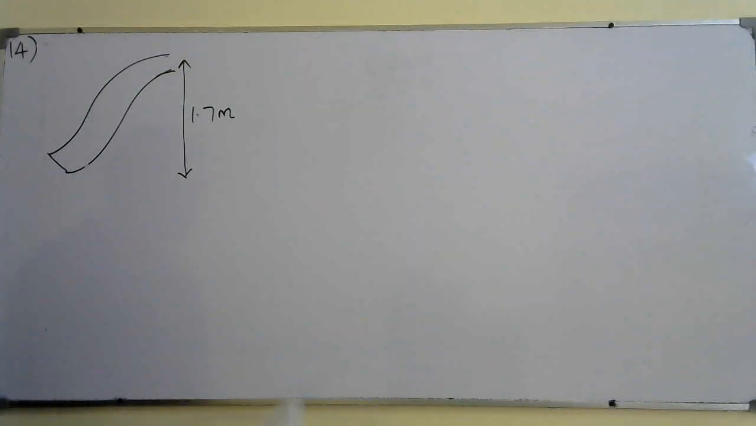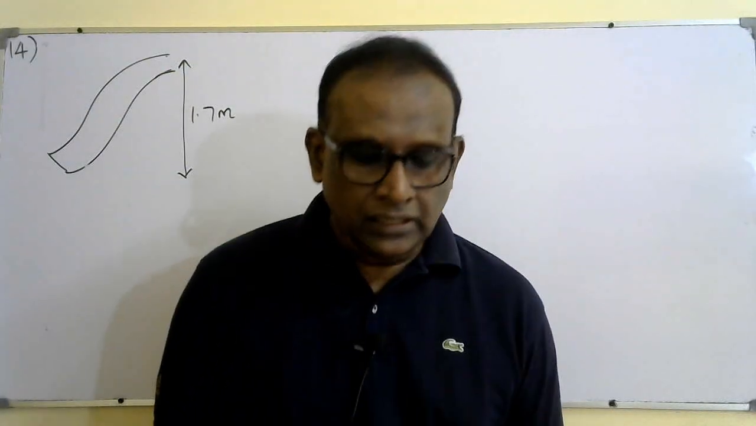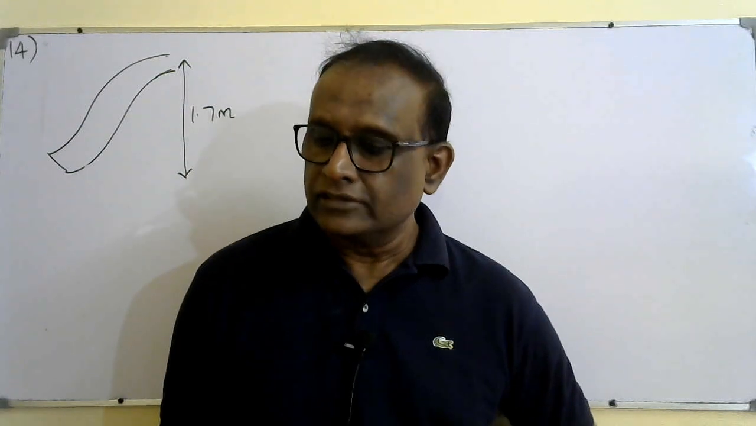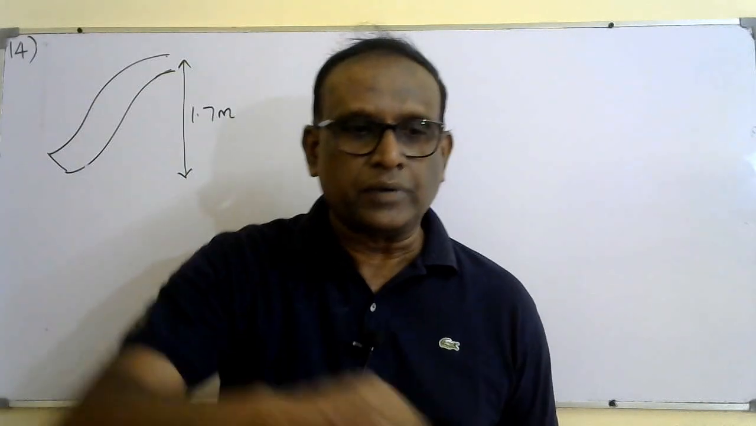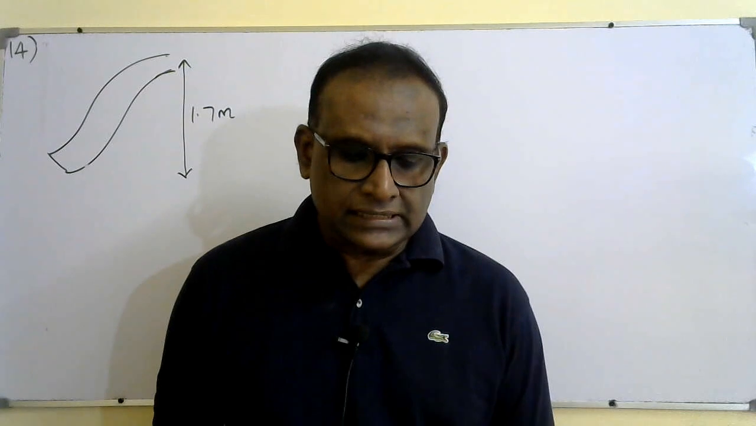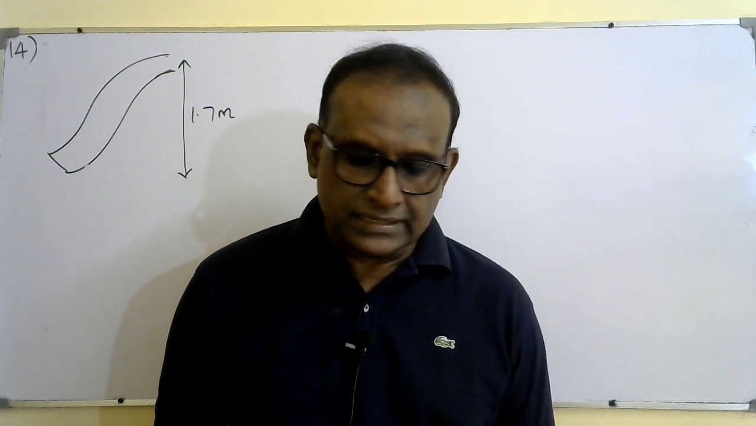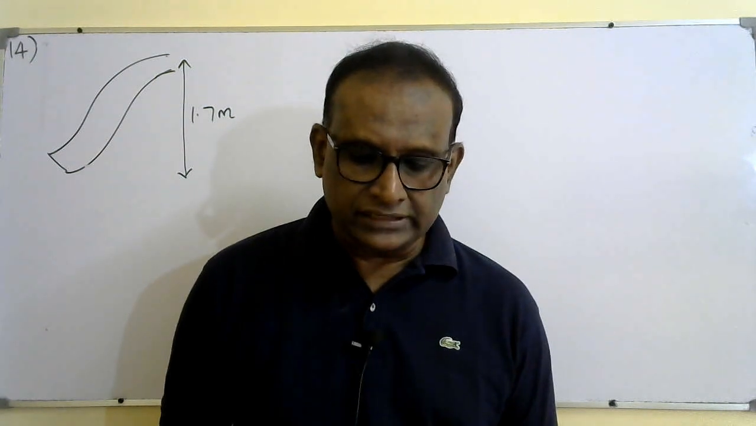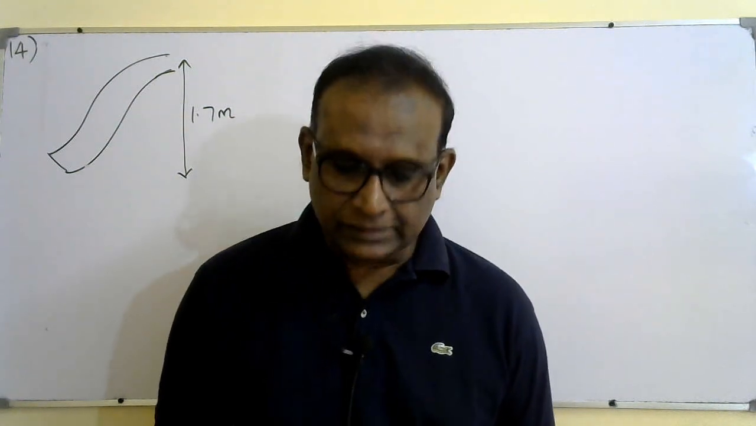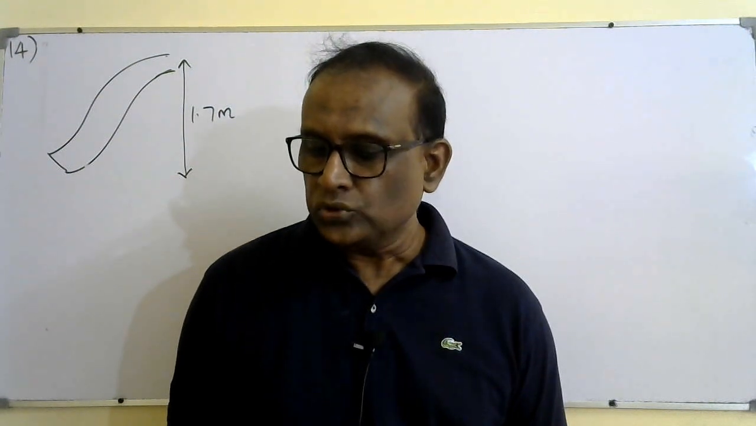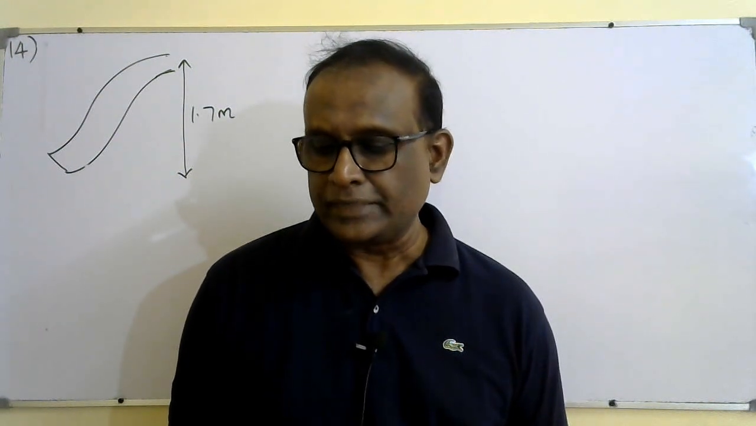Okay, question number 14. This diagram is given. A child's slide has a vertical height of 1.7 meters as shown. It's a curved path. A child starts from rest at the top of the slide and moves down the slide. The resistive force acting on the child can be ignored, so no friction. Explain why the equations of motion should not be used to determine the maximum speed of the child.